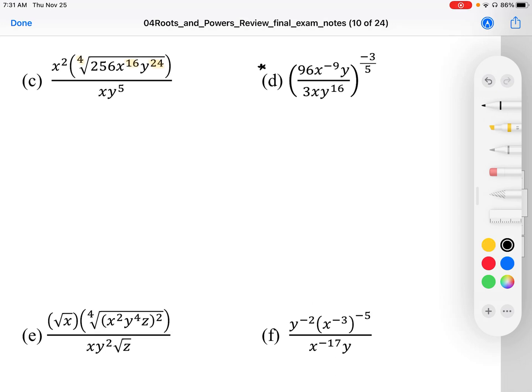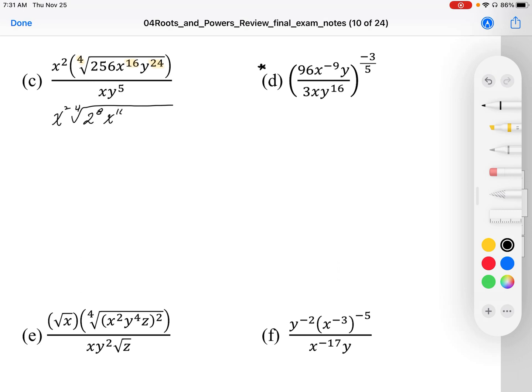The other thing that we want to see here is that we have 256. Now, 256 is a power of 2. So this is, in fact, 2 to the power of 8. So I'm going to first of all rewrite that as a power of 8. So this is a fourth root, 2 to the power of 8. Now this power of 8 also is related to the index of 4.